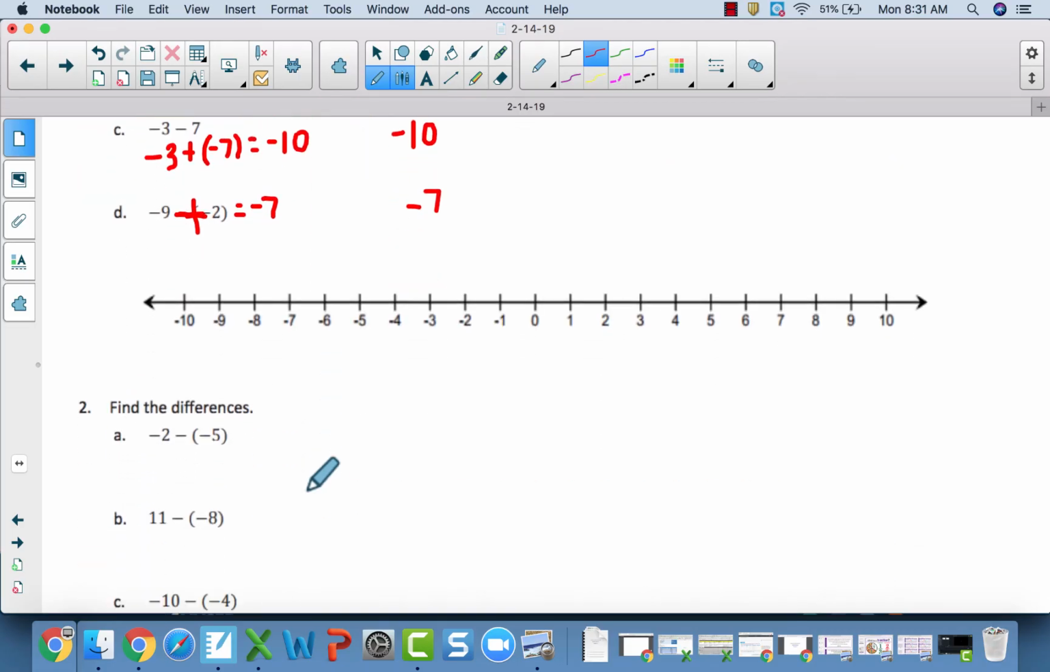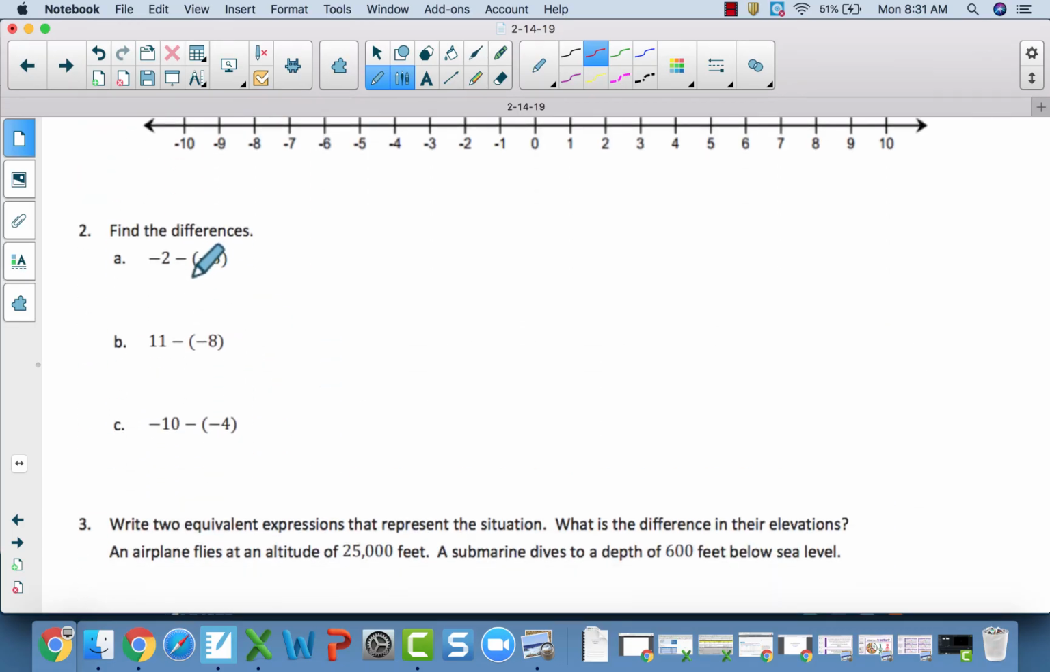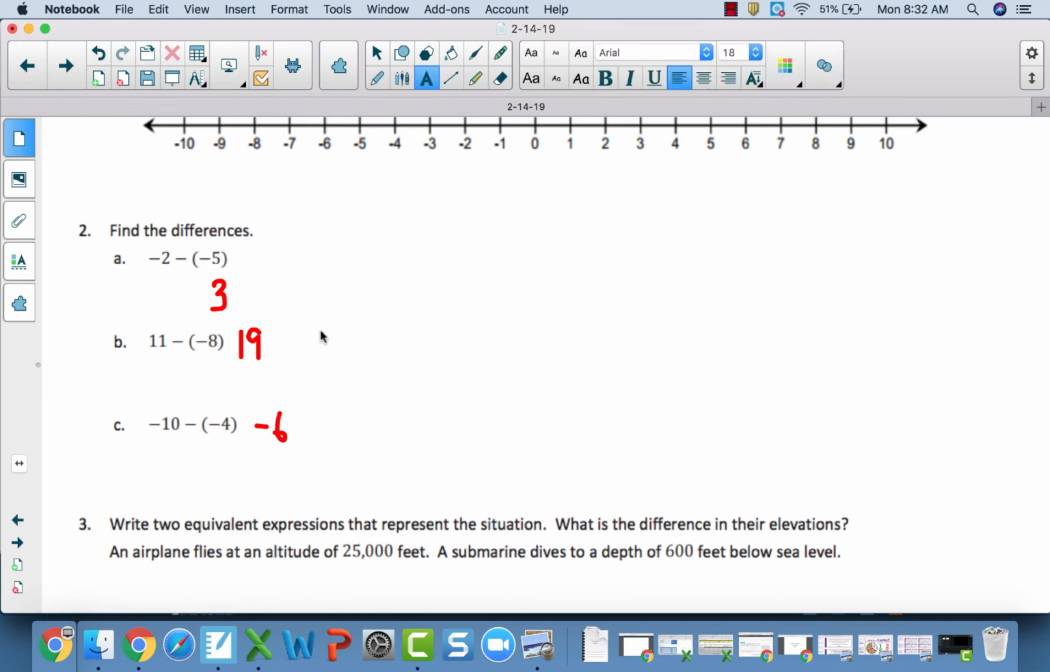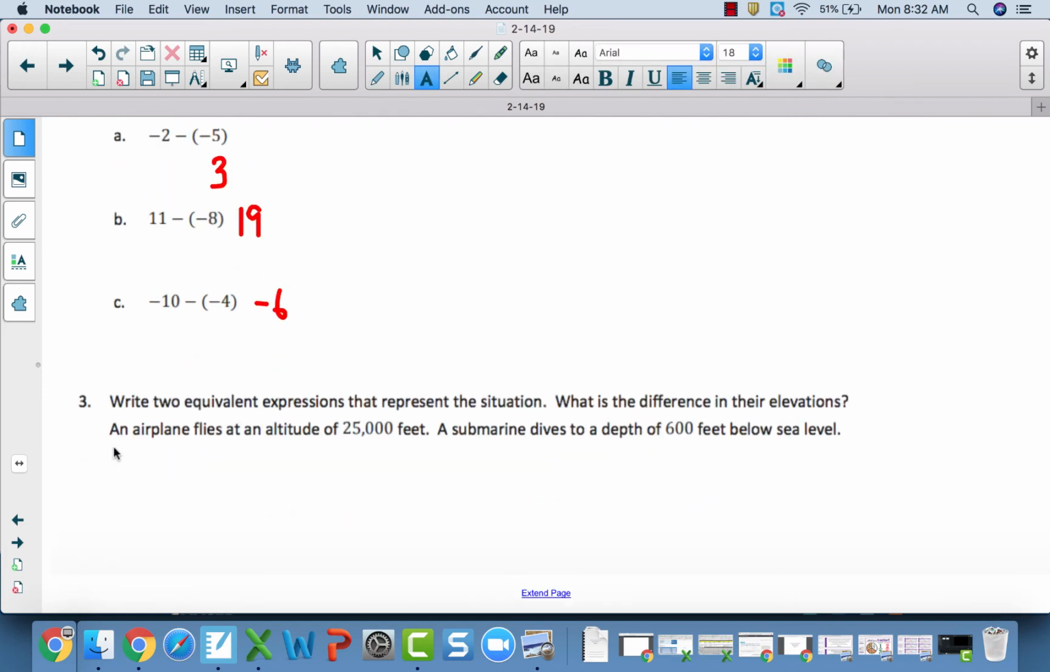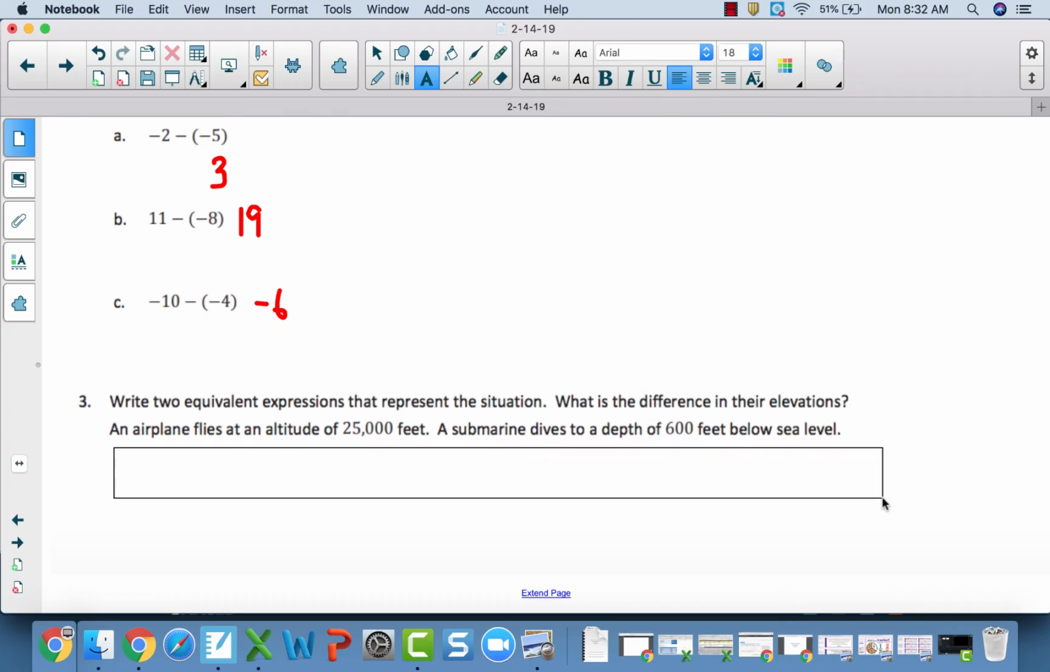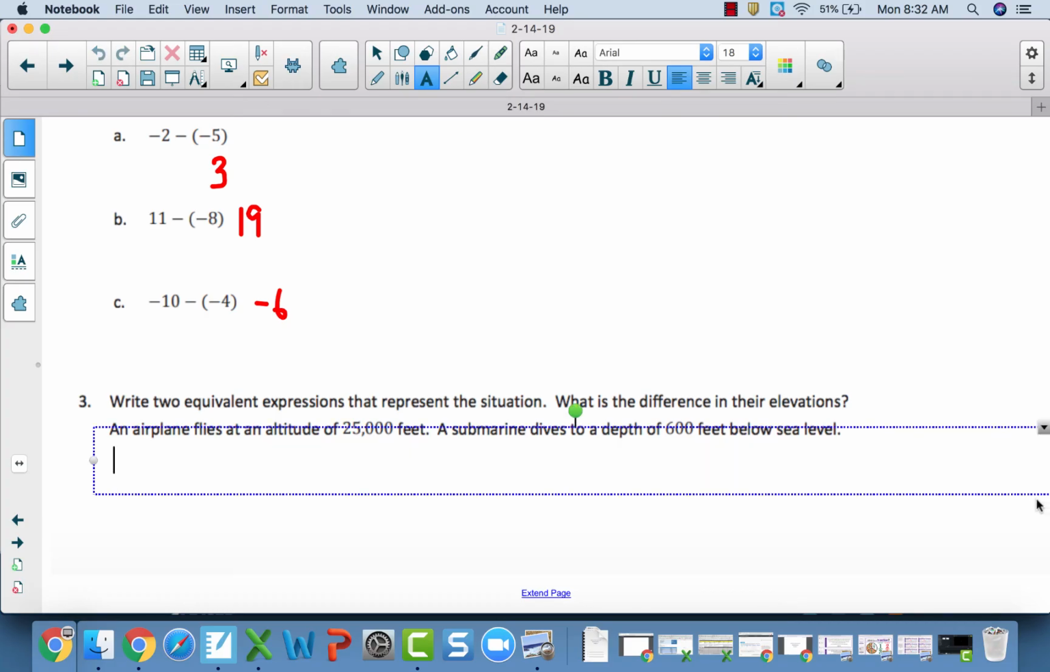Okay? Moving down, I'm just going to list the differences here. This is 3. This is 19. And then this ends up being -6. All right, two equivalent expressions that represent this. Now, there is a challenge question in your problem set that relates directly to this.